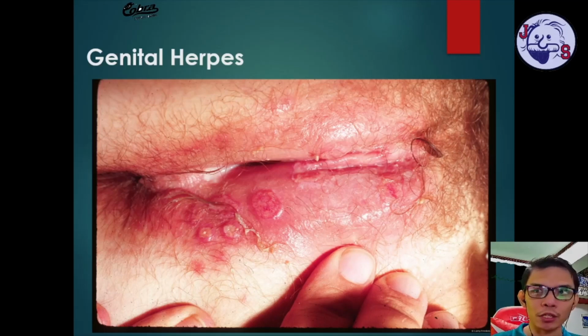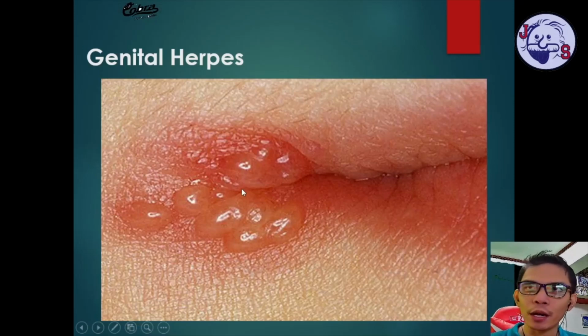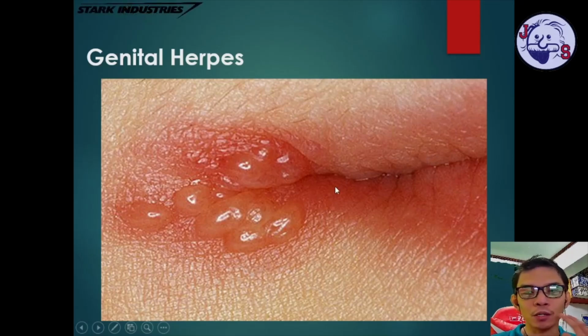As you can see here, the external genitalia of this person contains some symptoms of genital herpes, symptoms like rashes or blistering that you see here. Next, another symptom of the genital herpes. This time it's in the mouth. This part of the mouth contains symptoms of blisters or cold sores.